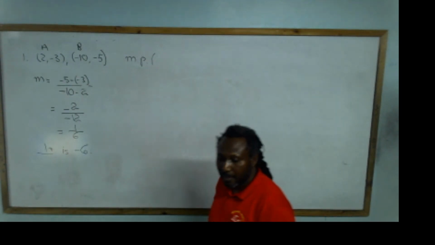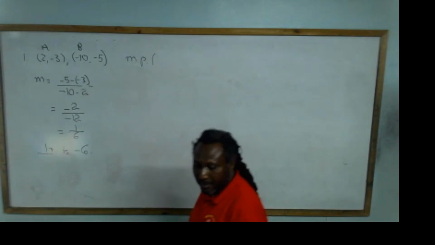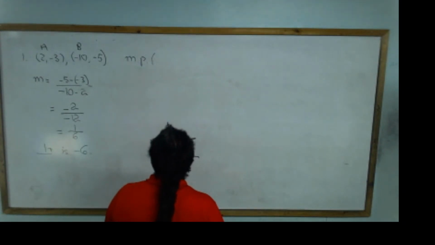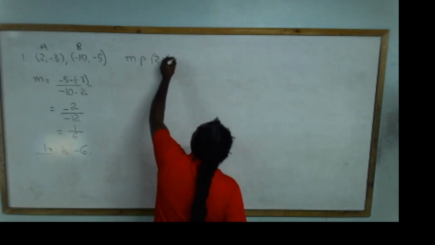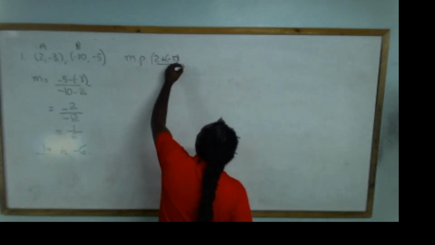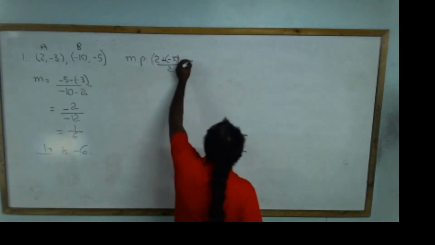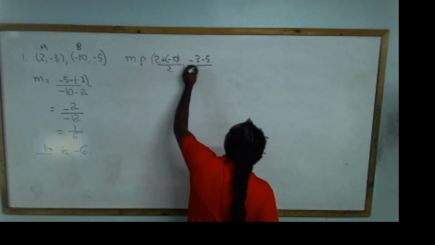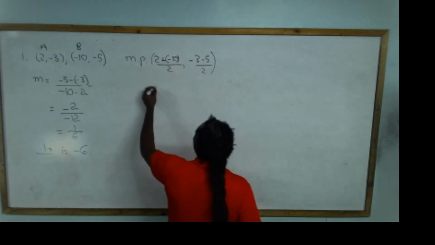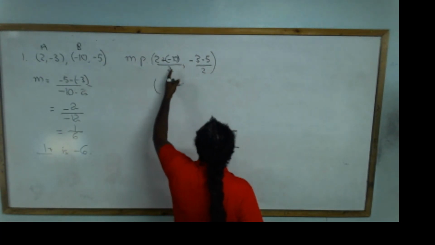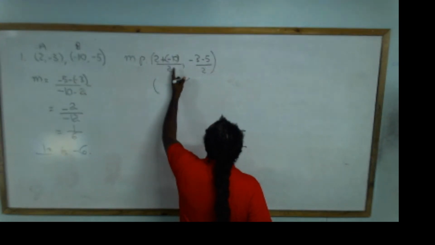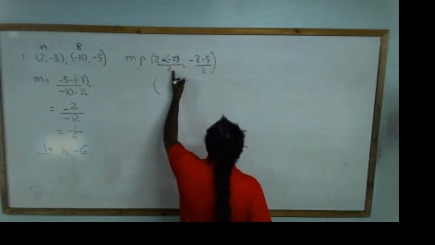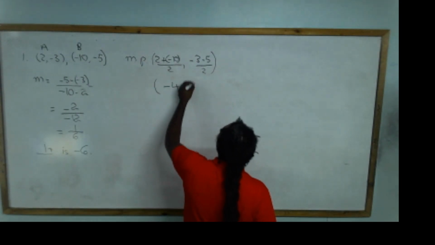So, what do we say now? 2 plus negative 10 over 2. What else? Negative 3 minus 5 over 2. So the midpoint is going to be what? This is going to be negative 10 over 2, and this is going to be negative 8 over 2, right? Negative 4, because that's negative 2.